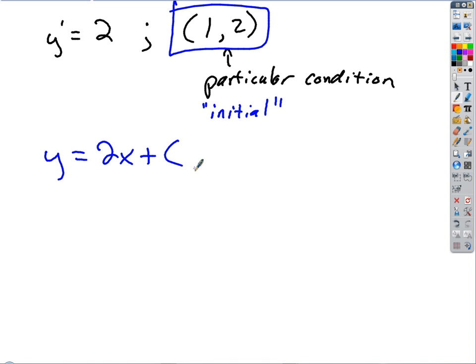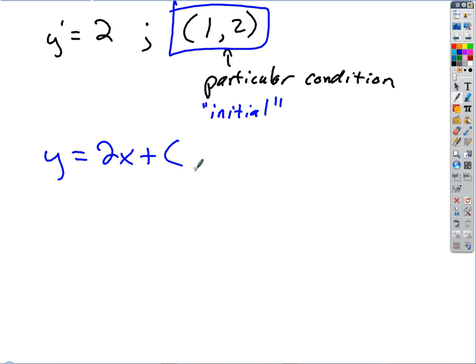Okay? Now Josh wisely suggested that if I want to get a specific trajectory, that really just amounts to choosing a constant. Well, it does. That's what we're going to do here. What do you suppose I have to do to turn this general solution into a particular solution if I know that I need to go through the point 1, 2?